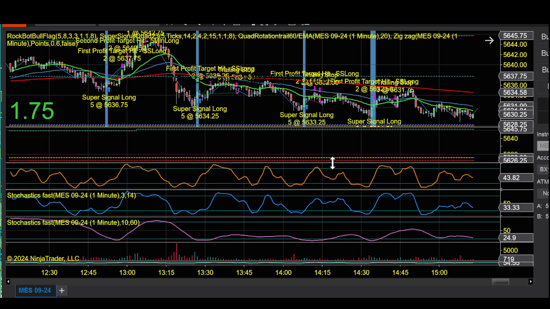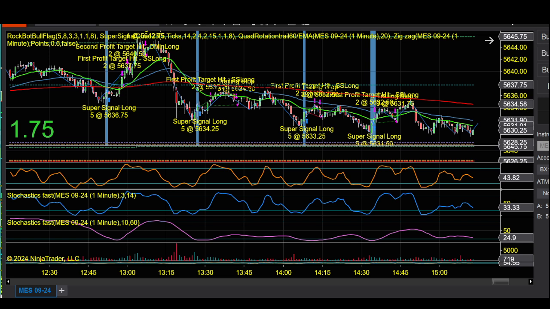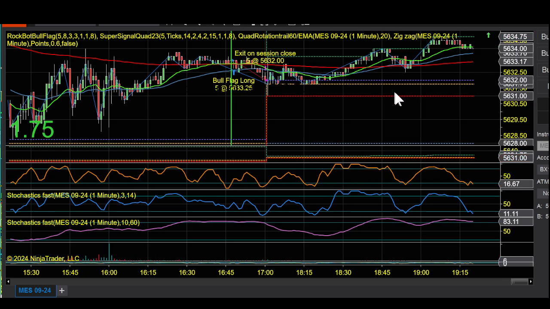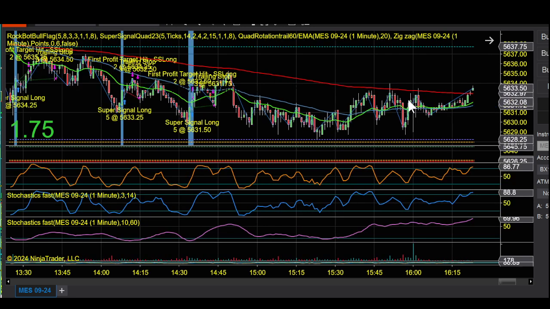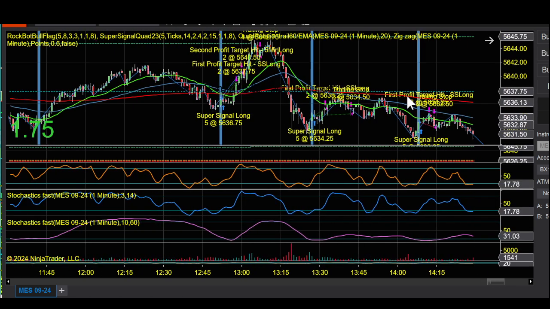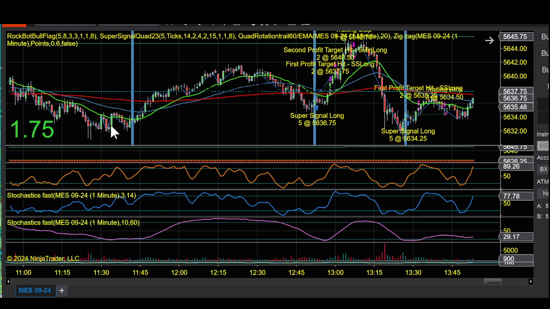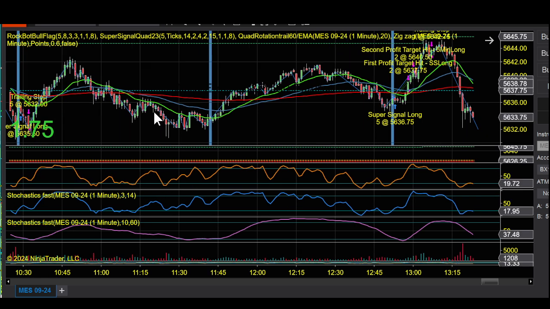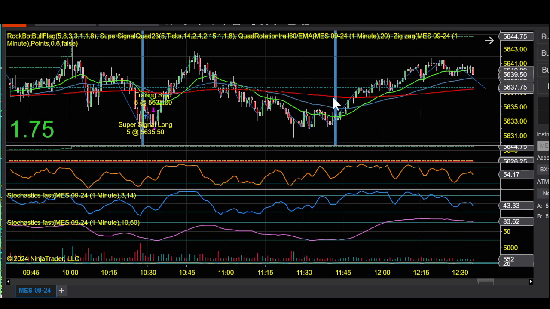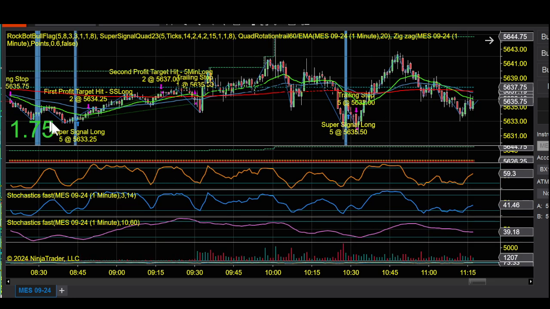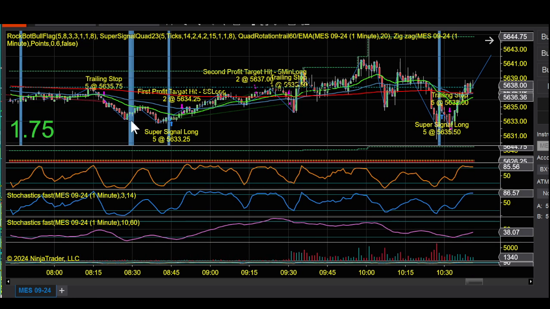So you're getting the quad rotation because that was also quad rotation with the signals. But you should see here, right here, there was no divergence, but it was a quad rotation. So you see the difference? The super signal is the quad rotation divergence. The quad rotation trail 60 is just the quad rotation, not the divergence.